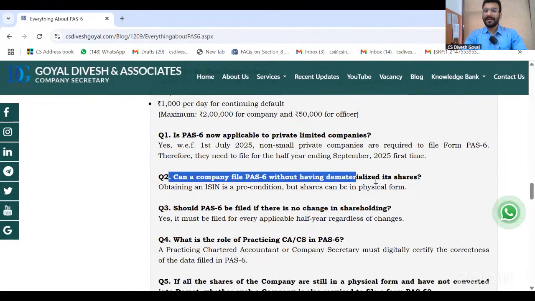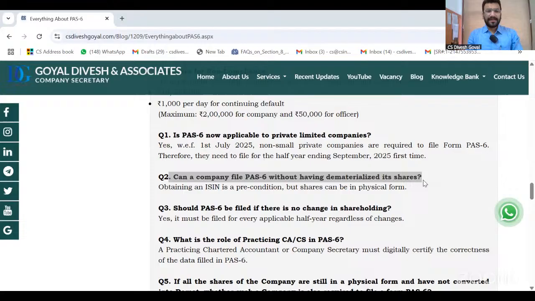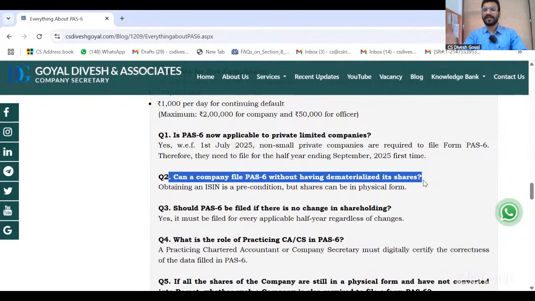Whether a company can file PAS-6 without having dematerialized its shares. This is a very good question. See, it may be possible that your company has received the ISIN, but the shareholders of your company have not converted their shares into demat. Then in such a scenario, whether you should file the PAS-6 or not, my answer is definitely you should file the PAS-6. PAS-6 is not saying you have to file only in case of demat. No. Once you have the ISIN, you can file the PAS-6. And in the PAS-6, you have two columns, to mention the shares in physical and the shares in demat. If all your shares are in physical, you can just mention the number in the physical column and file the form. It's nothing like the form wants your shares in demat only.